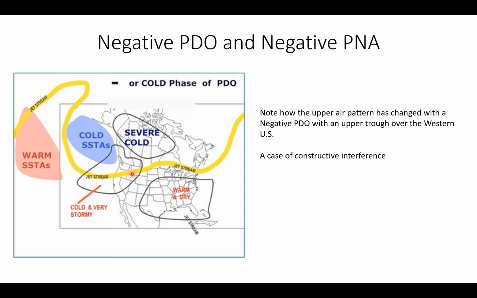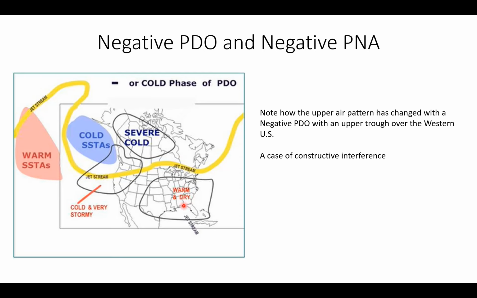So you're getting colder and stormier than normal conditions when you have a negative PDO. That's where we have our colder than normal sea surface temperature anomalies. And you get the jet stream dipping down like this, a negative PNA. And so you get colder and stormier conditions. And then downstream from that, you get the jet stream to relax, move further up towards the Canadian-U.S. border, and you get milder and drier than normal conditions across the eastern U.S.